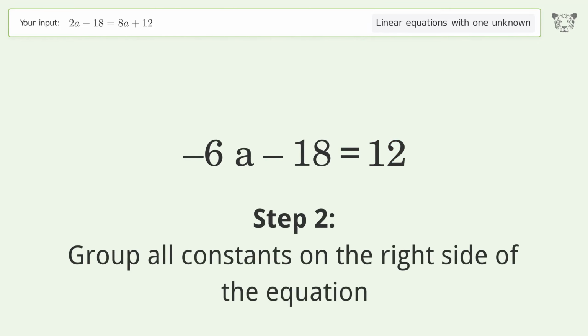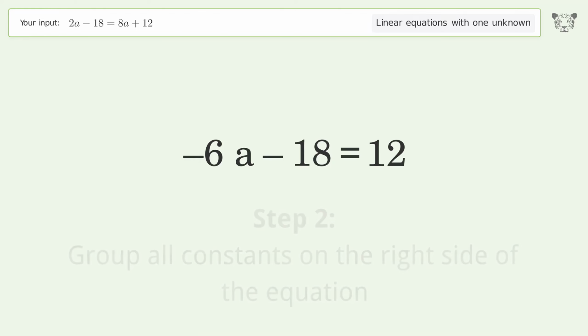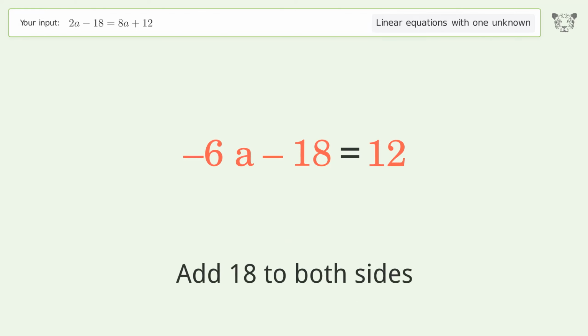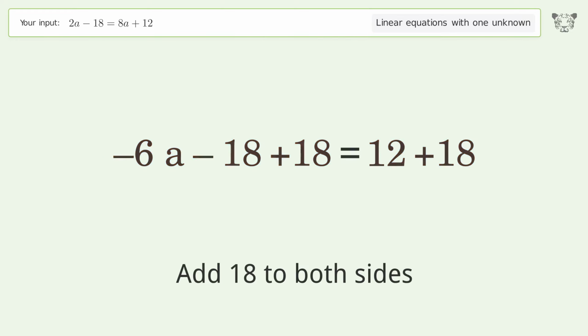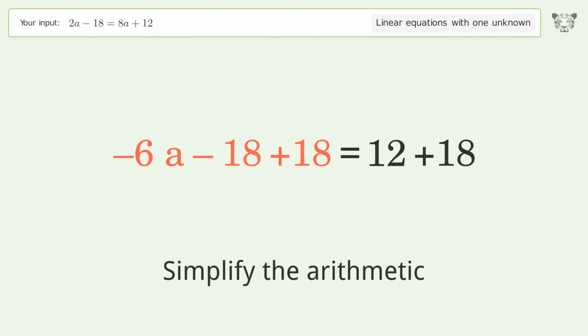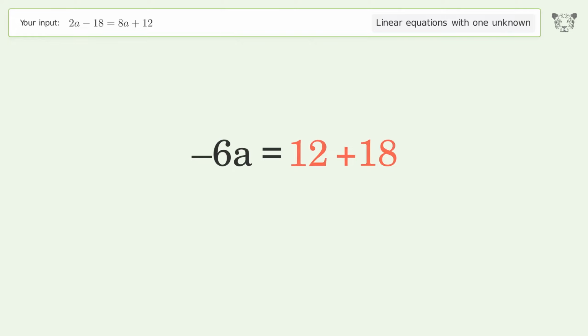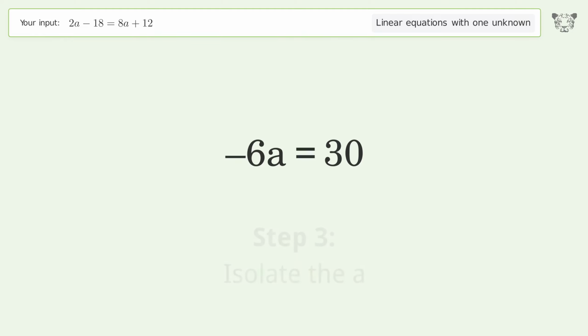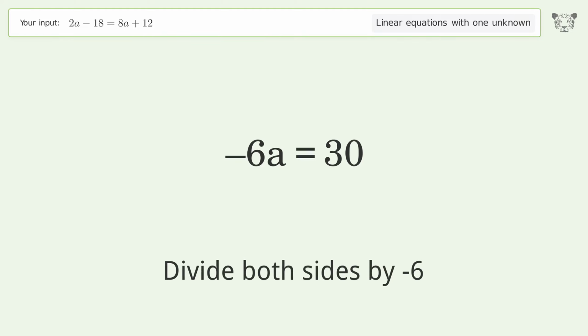Group all constants on the right side of the equation. Add 18 to both sides. Simplify the arithmetic. Isolate the a. Divide both sides by -6.